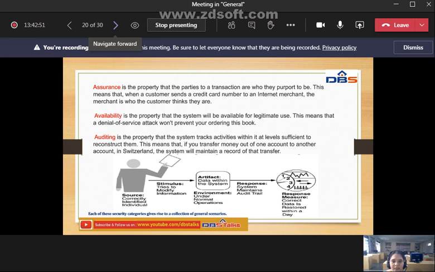This means that if you are transferring money from one account to another account, for example at a Swiss bank, the system will maintain a record of the transfer. So it can maintain the record. When you send money from your account to another person's account, during all these transactions the Swiss bank accounts maintain a recording of those transactions. Like this, they provide different types of security.